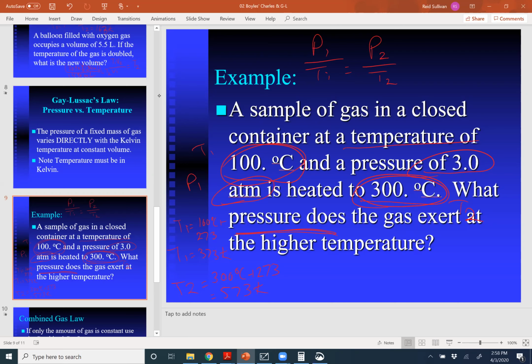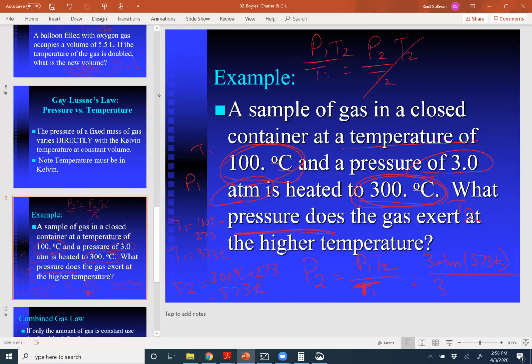So again, we're interested in pressure 2, so we're going to solve beforehand. We're going to multiply both sides by temperature 2. This cancels temperature 2. And so down here we can write pressure 2 is equal to pressure 1 times temperature 2, all over temperature 1. Start plugging in our numbers. Pressure 1, 3 atm. Temperature 2, 573 Kelvin. Temperature 1, 373 Kelvin.